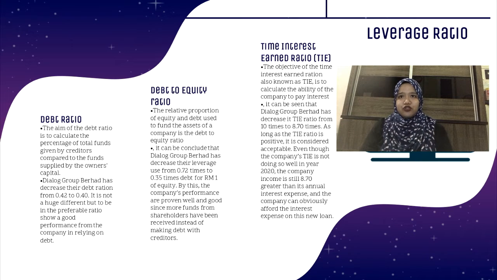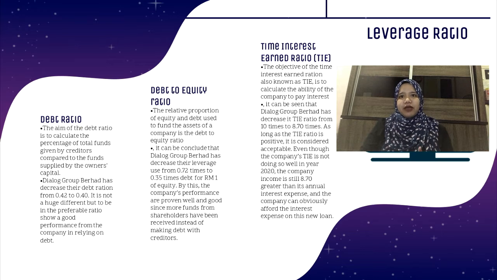Leverage ratio is used to measure the extent to which the firm uses debt to finance its investment and also measures how well the firm can meet its interest payment obligations and the financial risks related to the financing used. There are three elements in leverage ratios, which are debt ratio, debt to equity ratio, and time interest earned ratio, also known as TIE. The aim of the debt ratio is to calculate the percentage of total funds given by creditors compared to the funds supplied by the owner's capital.